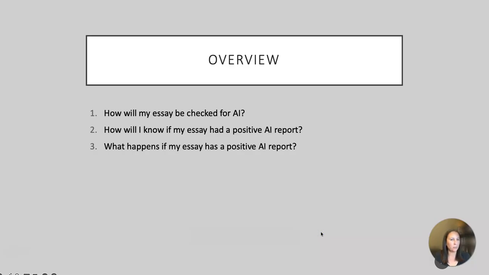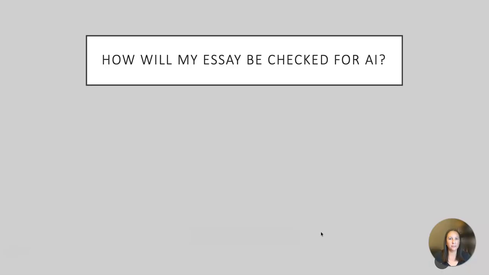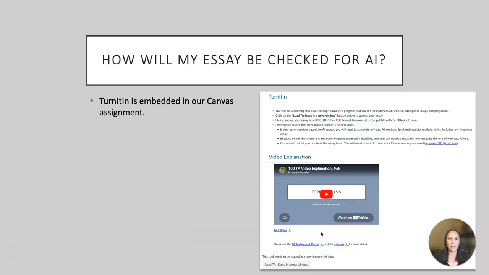So I broke this down into 3 different questions. First, how will my essay be checked for AI? Second, how will I know if my essay had a positive AI report? And third, what happens if my essay has a positive AI report? All right, first step, how will my essay be checked?